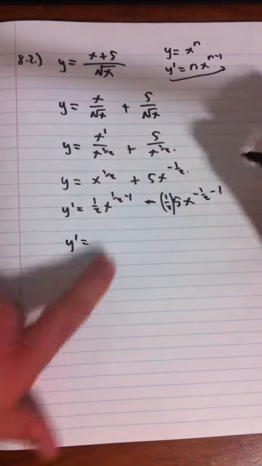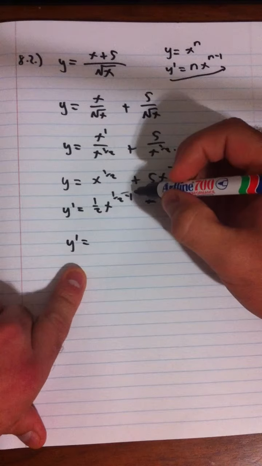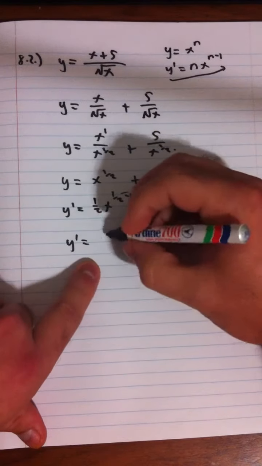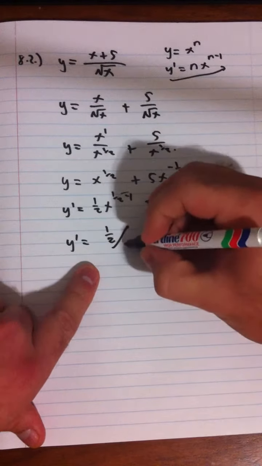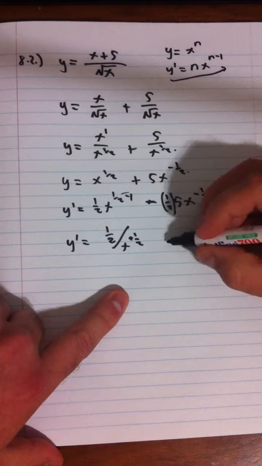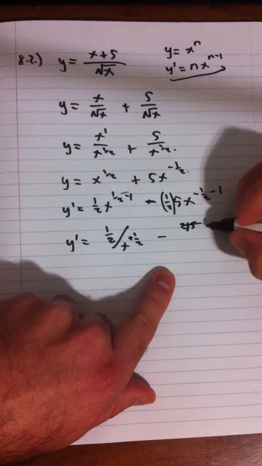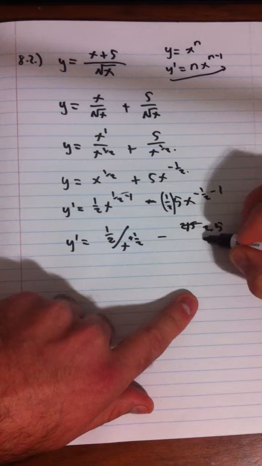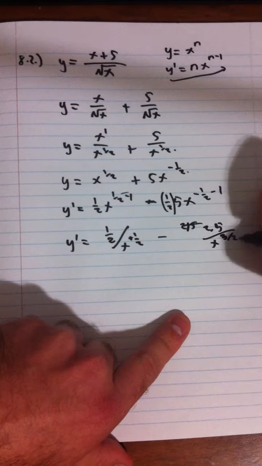And we want to rewrite that because we always want to leave exponents in positive form. The negative a half minus 1 is negative a half, so we can say that's equal to a half over x to the power half at the bottom, positive a half. Minus a half times 5 is 2.5, so 2.5 over x to the power 3 over 2, since negative a half minus 1 is negative 3 over 2.